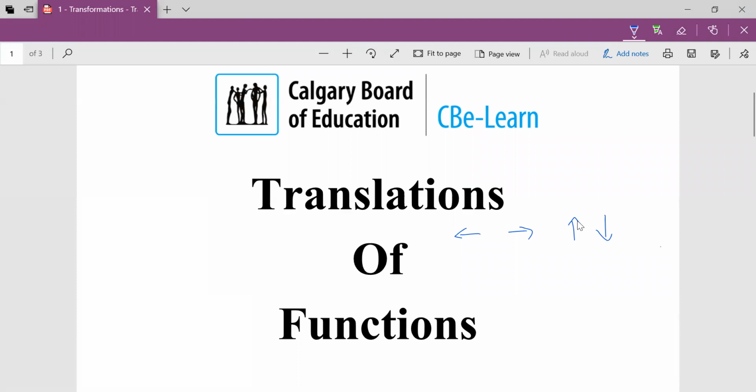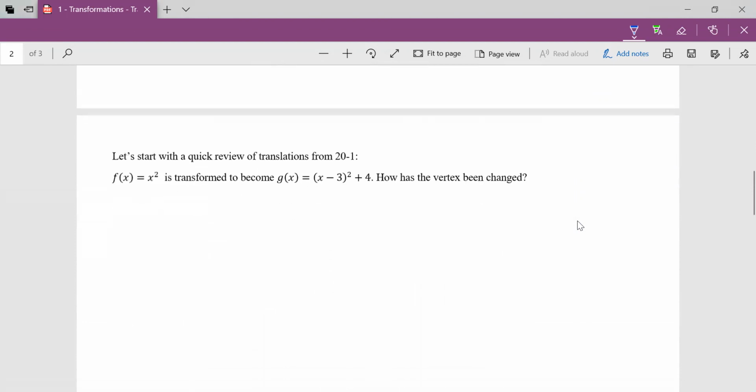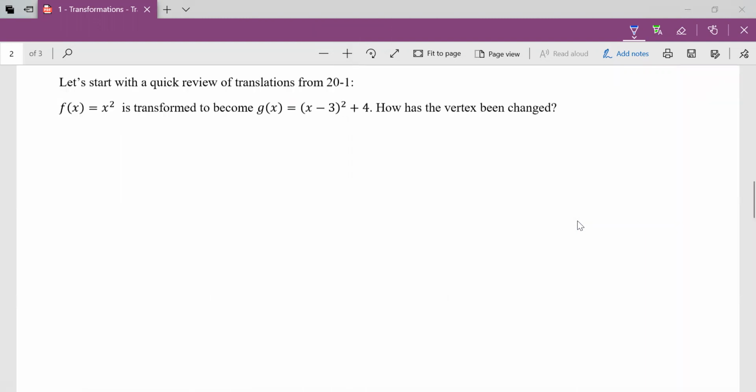We're going to go back to 20-1 and look at a very basic function that we dealt with quite a bit, which was x squared. Let's graph x squared in y1, and in y2 let's graph this new function that I've called g of x, (x minus 3) squared plus 4. What I want you to look at is, how does that vertex change? Let's take a peek.